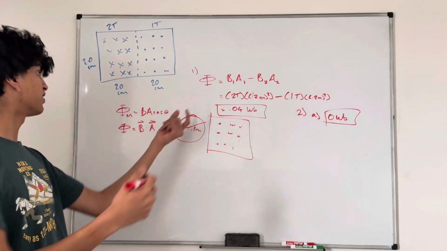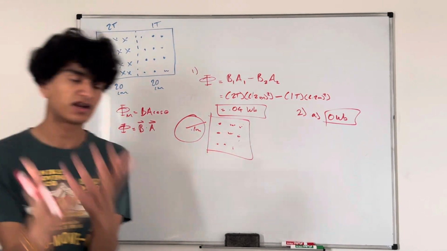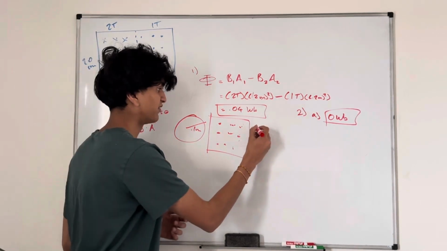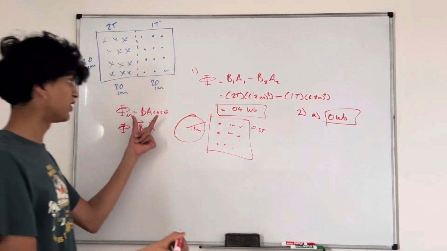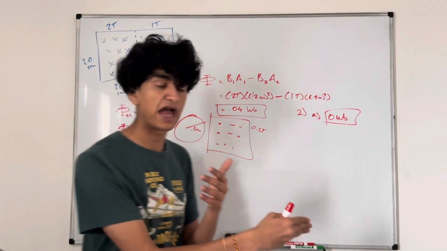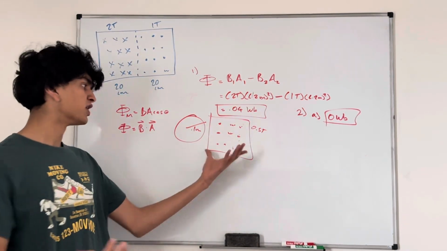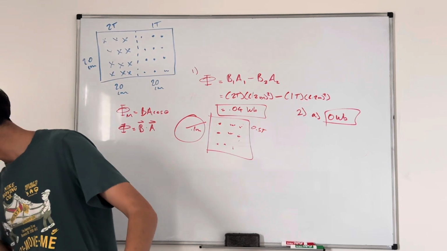If I think about BA cosine theta, B is 0. My magnetic flux is 0. And even though B is 0.5 Teslas, remember this equation is saying what's the magnetic field through that area? Through this area, there's no magnetic field, even though that region is 0.5 Tesla.